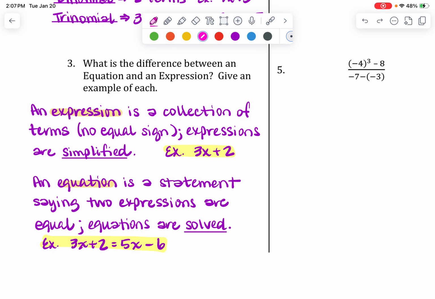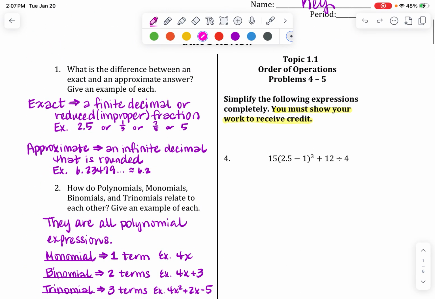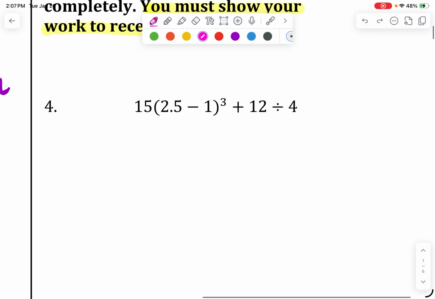An equation says two expressions are equal to each other, which means it can actually be solved. So you're actually finding the value of x and isolating the x on one side and getting an answer like x equals 2 or whatnot. Okay, so expressions cannot be solved, equations can. And you'll see the difference. Of course, the first part of this review is a bunch of expressions, and then we get into equations as we go.